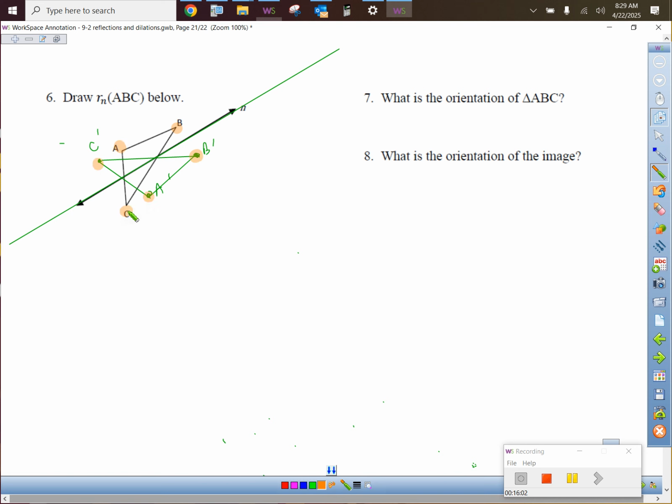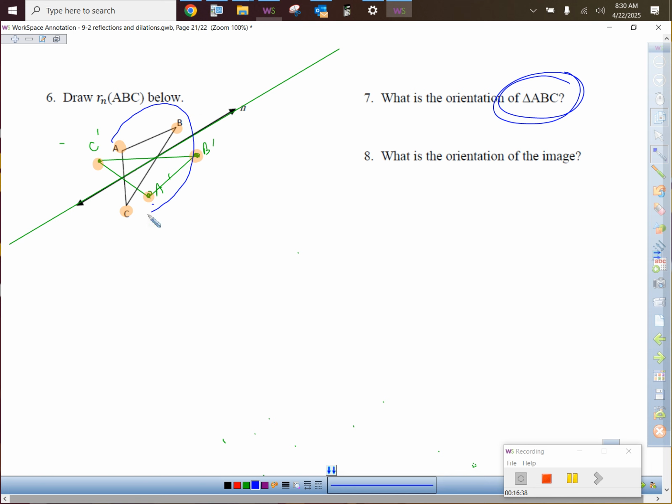And then once you get those done, you can do 7 and 8 about the orientation. I like to draw the arrow just of the original when they ask about orientation. What's the orientation of triangle ABC? You have to go around the way they name it. You could call it CBA and it would reverse the orientation. But since they called it ABC, you go from A to B to C. Whatever they name it, that's the order you go around in.